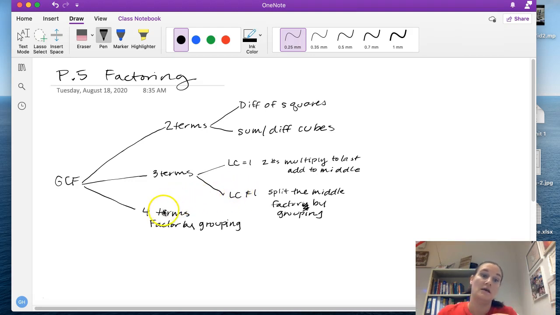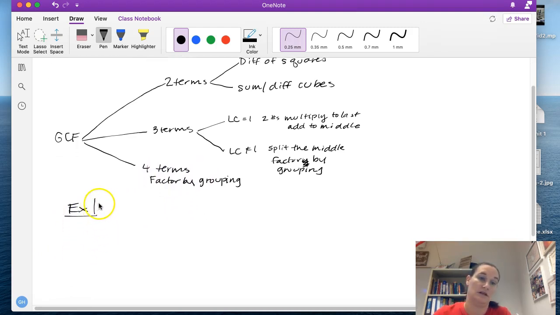All right, and then if your polynomial has 4 terms and it can be factored, you would typically factor by grouping, or you might have to do some synthetic division and then factor it. It just kind of depends. We're going to look at factor by grouping, but it is possible that you might not be able to, or you might have to do synthetic division. All right, so we're going to look at a couple of examples real quick.